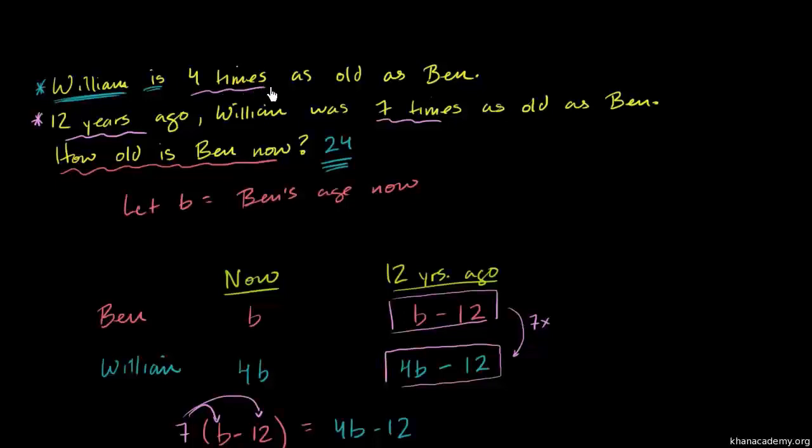And let's verify that this is actually the case. They're telling us that William is 4 times as old as Ben. So what is William's current age? Well, 4 times 24 is 96. So William is a senior. We should call him Mr. William. He is 96 years old. Maybe he's Ben's grandfather or great-grandfather. Then they say 12 years ago, William was 84 years old. They say that's 7 times as old as Ben. Well, 12 years ago, Ben, if he's 24 now, was 12. And indeed, 84 is 7 times 12. So it all worked out.